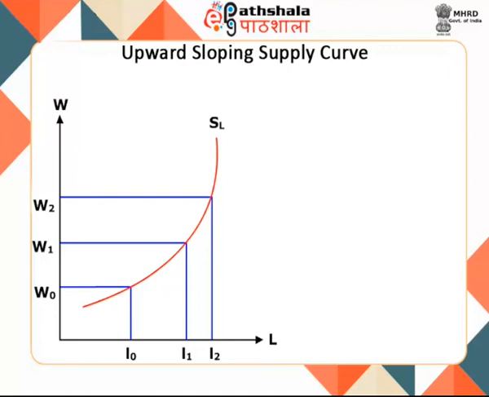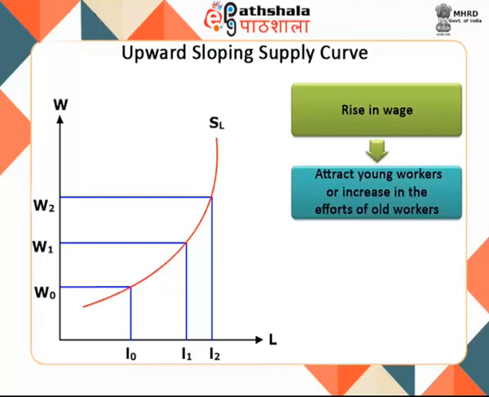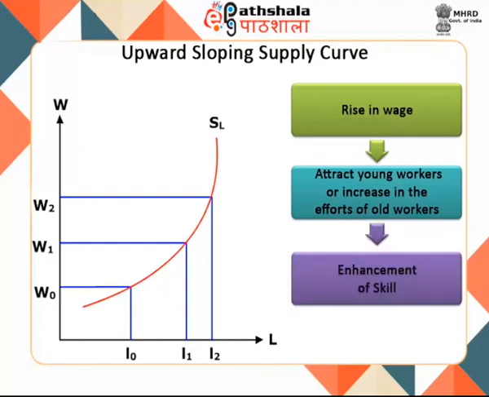This occurs due to the fact that with a rise in wage in the long run, young workers may be attracted or old workers may increase their effort in enhancing their skill for sustaining at their present job. Therefore, in our analysis, we consider an upward sloping market supply curve as shown here.